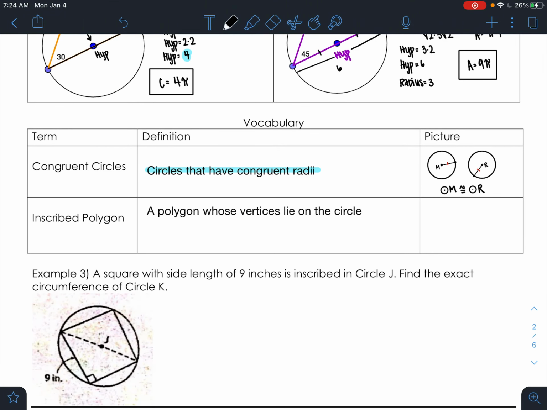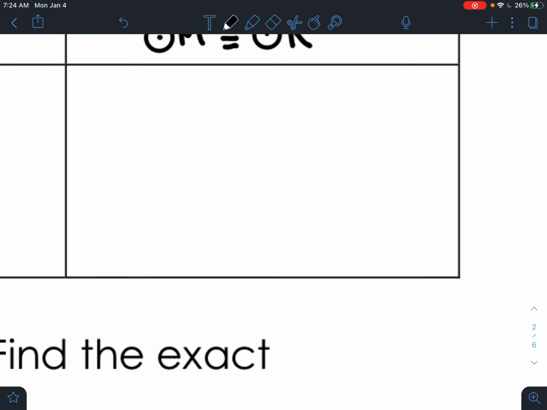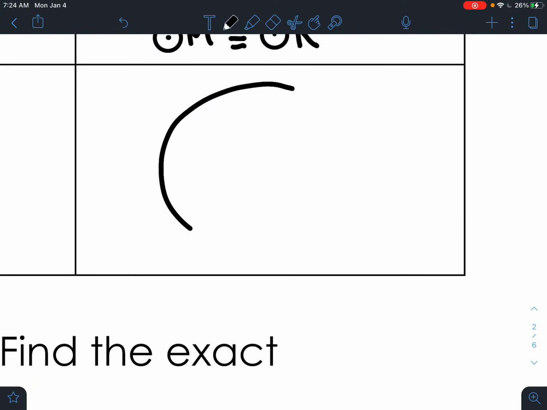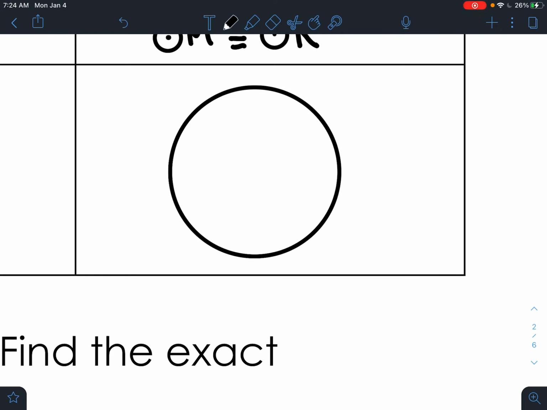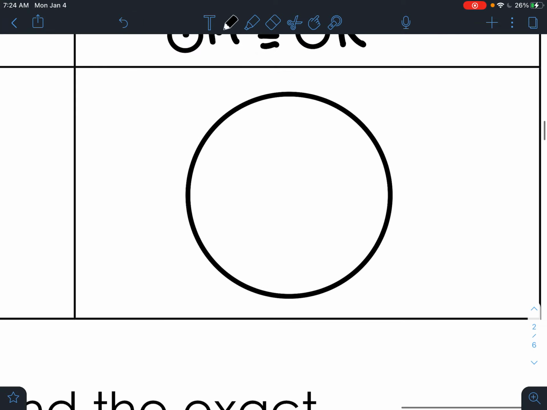Okay, so the next one says the inscribed polygon. What an inscribed polygon is, is a polygon whose vertices lie on the circle. So I'm going to go ahead and draw a circle in this. I'm going to make it a pretty big circle. And if I wanted to inscribe a polygon within that circle, what I'm going to do is make sure that all the vertices are on that circle.